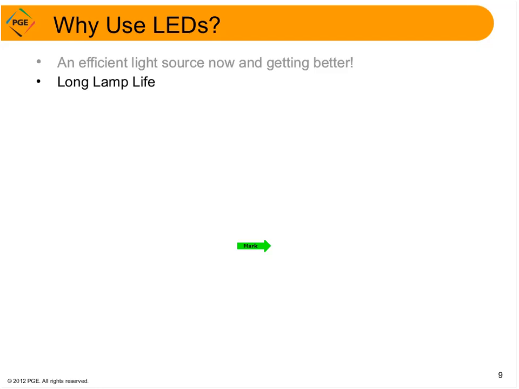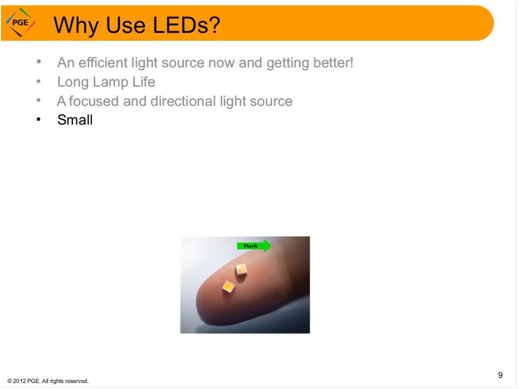One of the reasons that we want to use LEDs is because they have a long lamp life. It's not uncommon to have 100,000 hours or more with some LEDs. One of their strengths is that they're directional in nature. While this works well for some applications, it makes it more challenging for others. LEDs are small, but because they all need some type of a heat sink, some fixtures actually end up being very big.